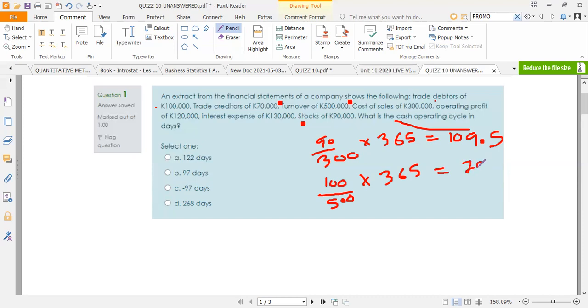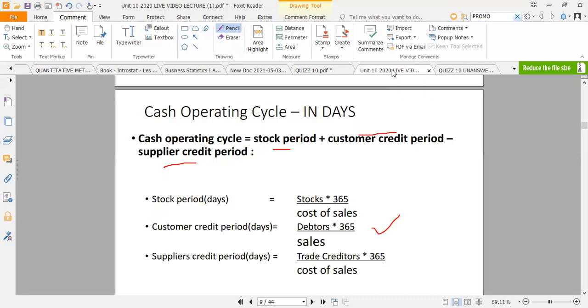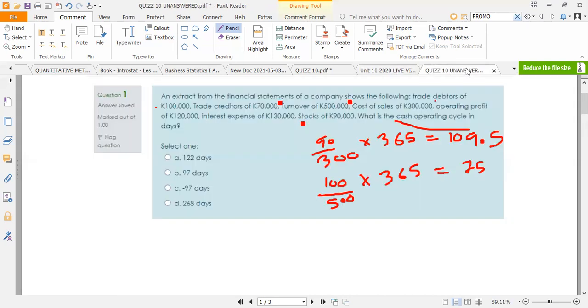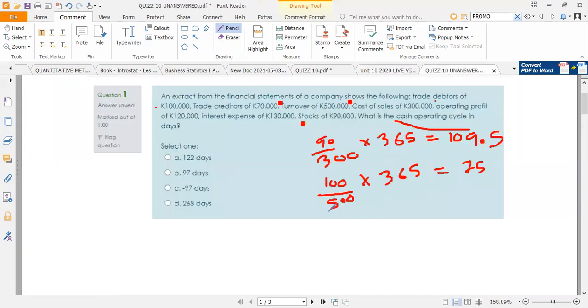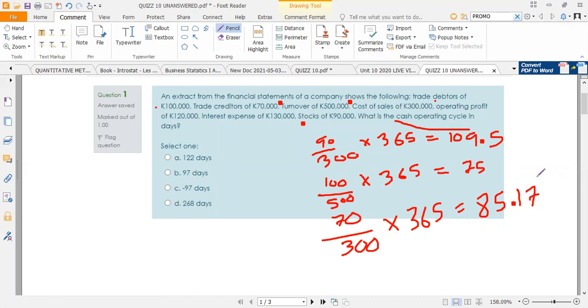Then the last part is what? We're subtracting the last part, which is the supplier credit period. So the supplier credit period is the creditors over the cost of sales times 365. So what is our credit? 70,000 over 300,000 times 365. What are we getting? We are getting 85.166, or 85.17, something like that. So this one we are subtracting.